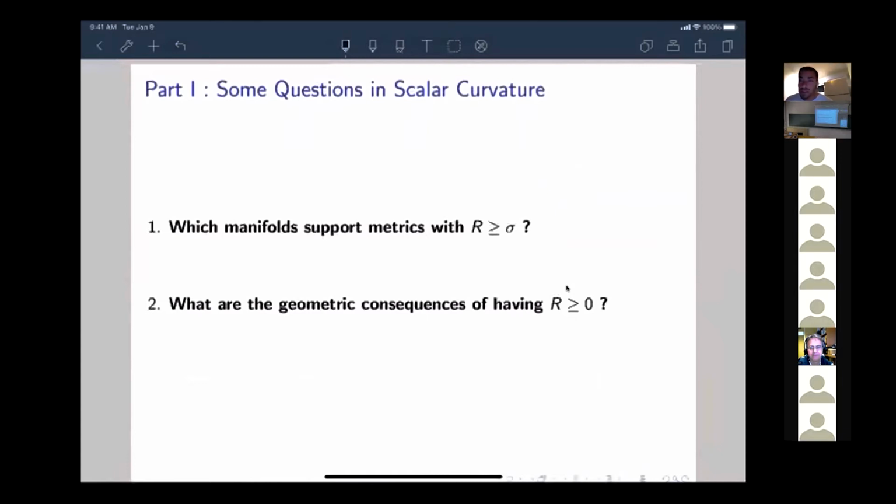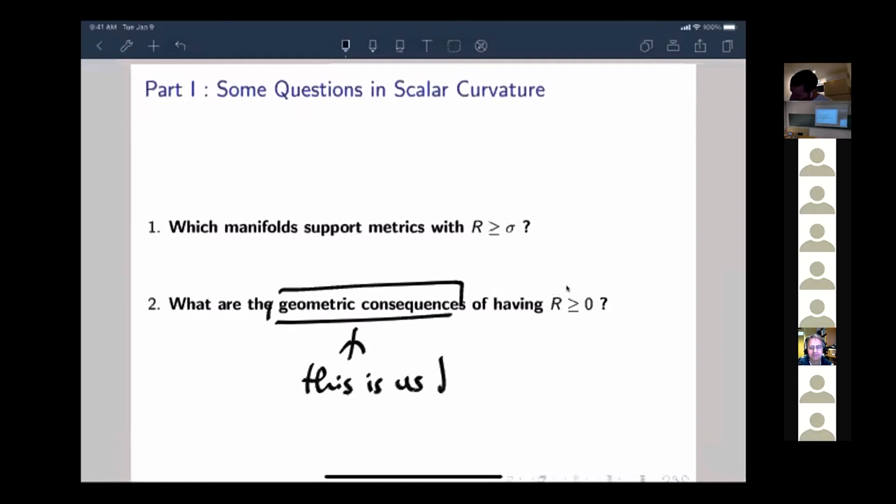So, of course, some questions in scalar curvature, by no means all, consider simply which manifolds admit a PSC or admit a metric with the scalar curvature bounded below, and also what are the geometric consequences. Right now, of course, this is what we will be looking at. This is us today. That's the question we'll be looking at. And we'll be doing something a bit more general than this.